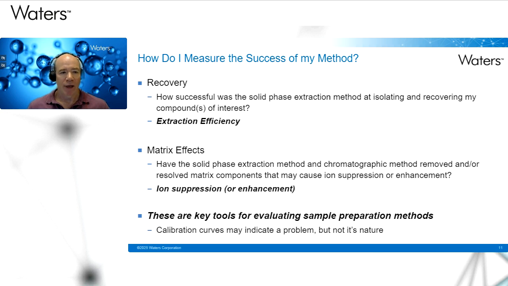Now the matrix effect is really asking the question, how have the extraction method and chromatographic method removed and resolved matrix components that can cause ion suppression or enhancement? So we're looking at the effect of the residual matrix on the sample. Does it suppress the signal? Does it enhance the signal? Are those changes consistent or not? That's really what we're looking at when we look at matrix effects.